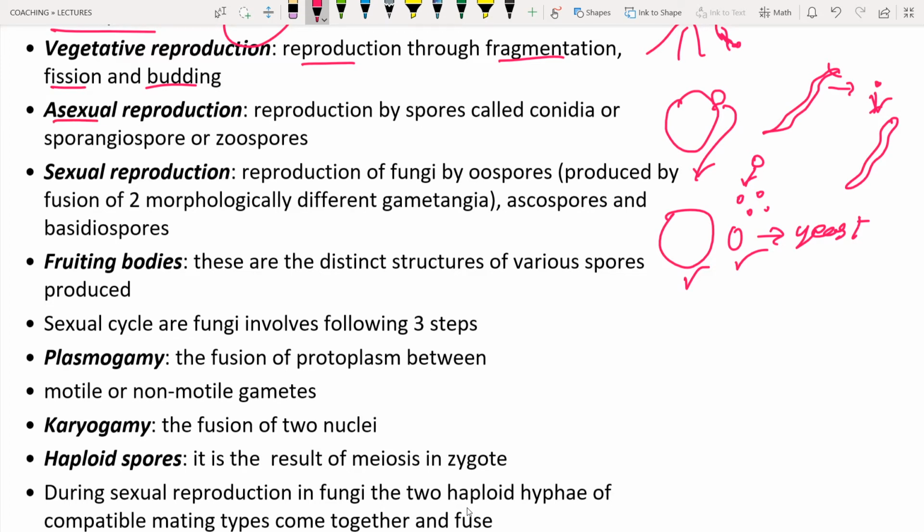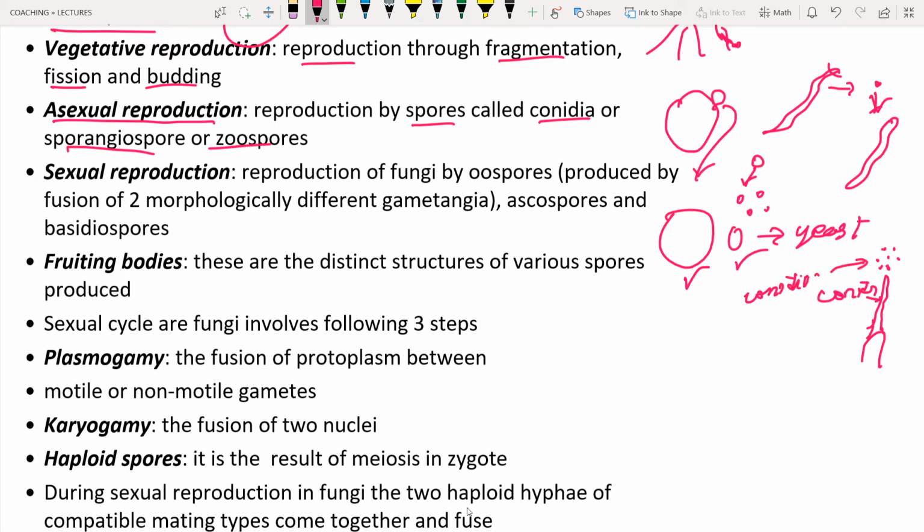And coming to the asexual reproduction, this is reproduction by the spores called conidia or sporangiospores or zoospores. So what is meant by conidia? In fungus you can see there is a small outgrowth after the hyphae. So this is the hyphae, and above the hyphae you will see some kind of growth known as conidia, and from the conidia you will see small spores come out. Such spores are known as conidiospores. Conidiospores are coming from the conidia. So this is conidia and these are conidiospores.